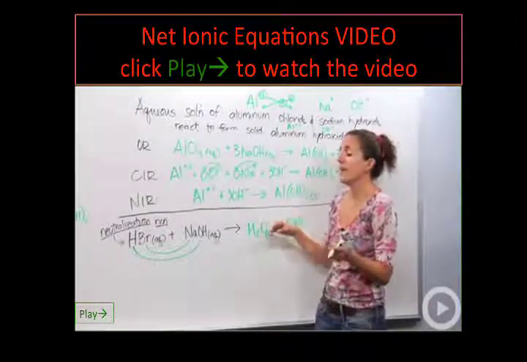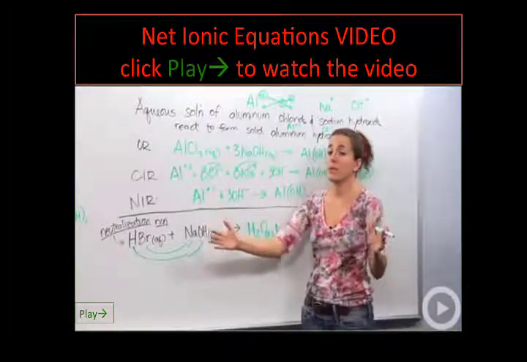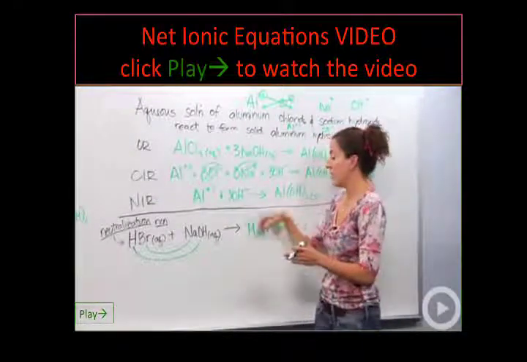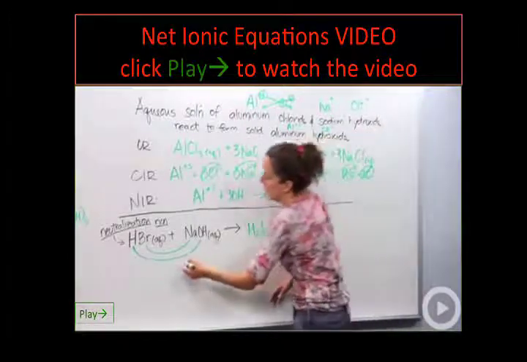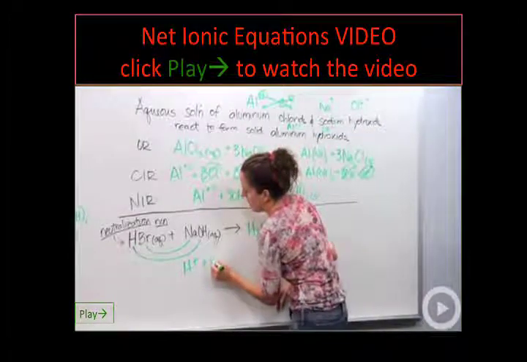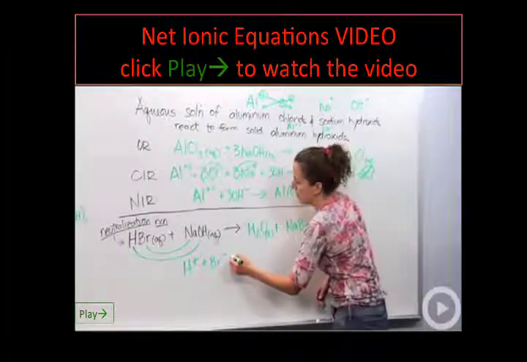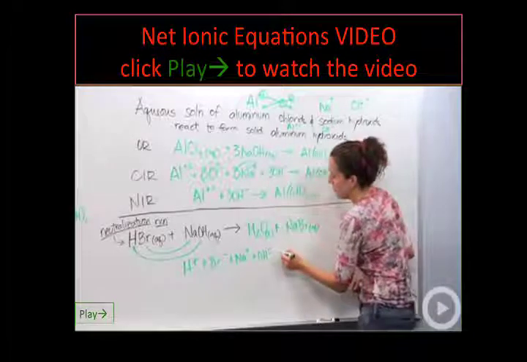So anything that's not aqueous is going to stay together. Only thing that breaks apart is aqueous. If you have gas, it stays together. If you have liquid, it stays together. Okay, so water is going to stay together. This actually is aqueous. It's going to break up. So let's do it. H plus Br minus. Do we make sure it's balanced? Yeah, it's balanced. Br minus plus Na plus OH minus yields H2O.